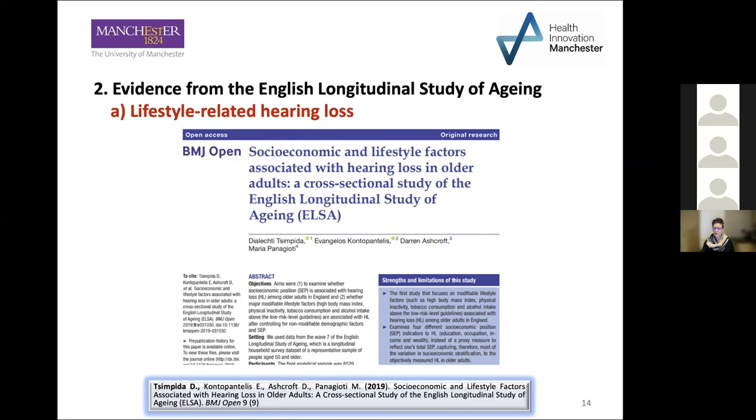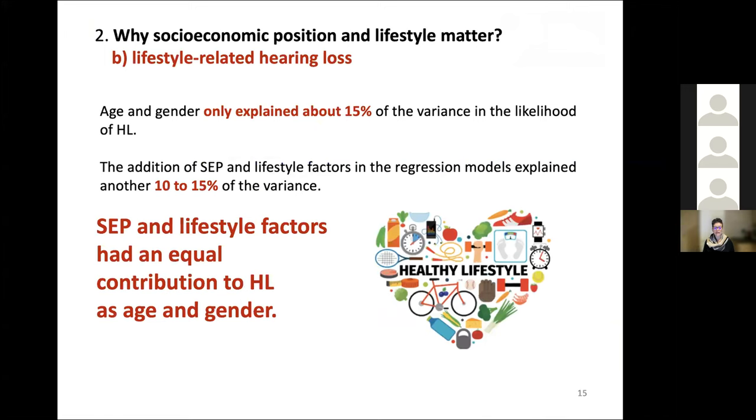And the study also showed that hearing loss among older adults is as strongly associated with socioeconomic and lifestyle factors as with core demographic factors such as age and gender. In simple words, this study revealed for the first time that age was not the most important risk factor for what is widely known as age-related hearing loss.